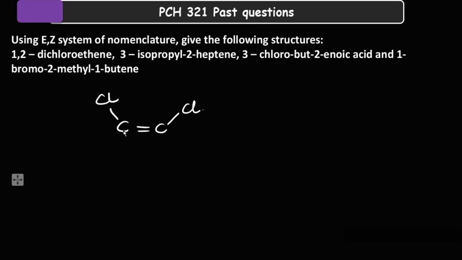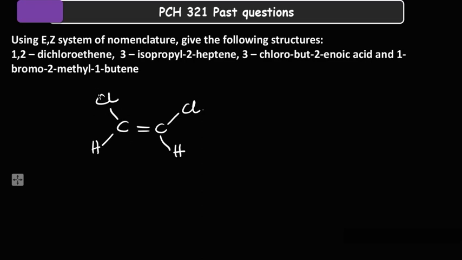Then the next thing: how many hydrogens are needed for us to complete the structure? You have one hydrogen on each carbon to add. So you have hydrogen and then hydrogen. This is the structure of 1,2-dichloroethene. Now, this structure you can describe using cis and trans.